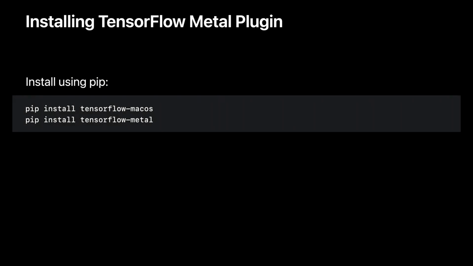Installing the new Metal plugin for TensorFlow is easy. After installing the base TensorFlow using pip install tensorflow-macos, you can install the Metal plugin using pip install tensorflow-metal. The Metal plugin will be available on the official Python package repo, pypi.org. For details on environment setup and installation, please refer to the Metal developer resources. That's it for TensorFlow.